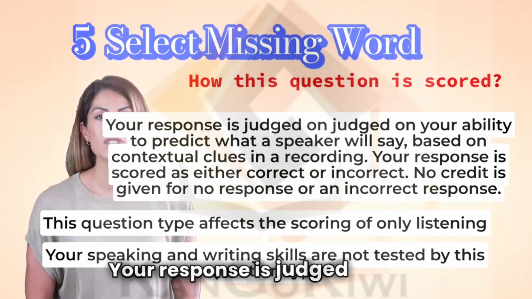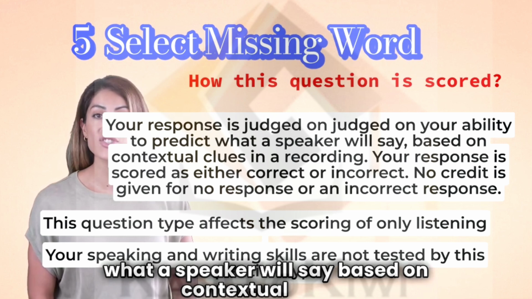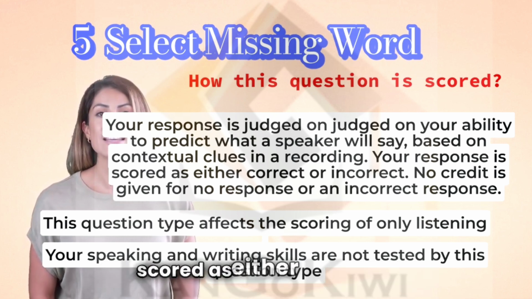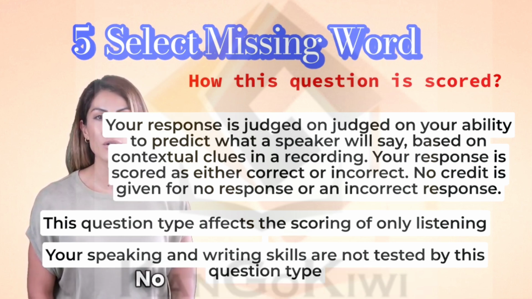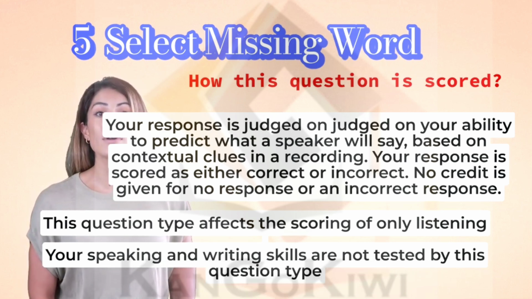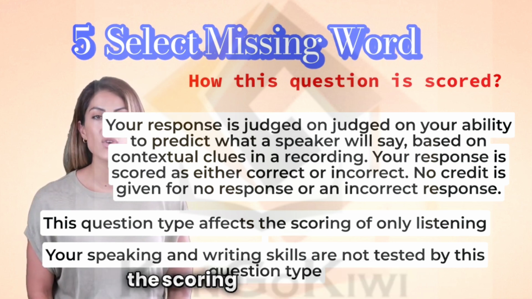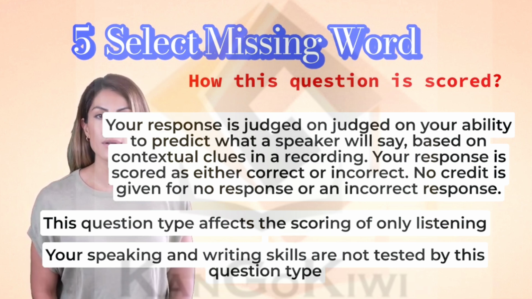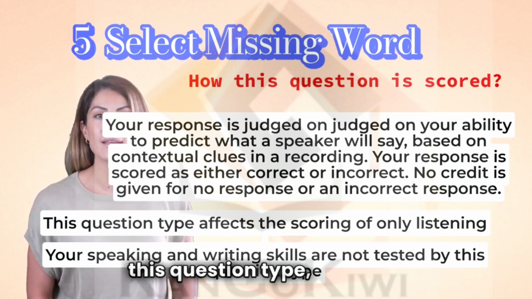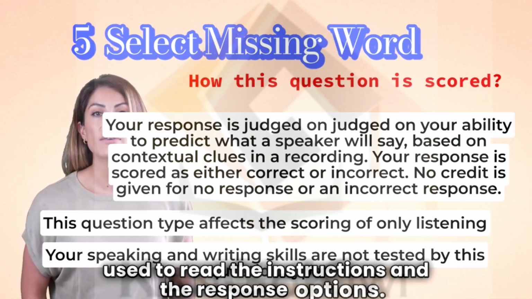Your response is judged on your ability to predict what a speaker will say, based on contextual clues in a recording. Your response is scored as either correct or incorrect. No credit is given for no response or an incorrect response. Please note, this question type affects the scoring of only listening. Your speaking and writing skills are not tested by this question type, and your reading skills are only used to read the instructions and the response options.